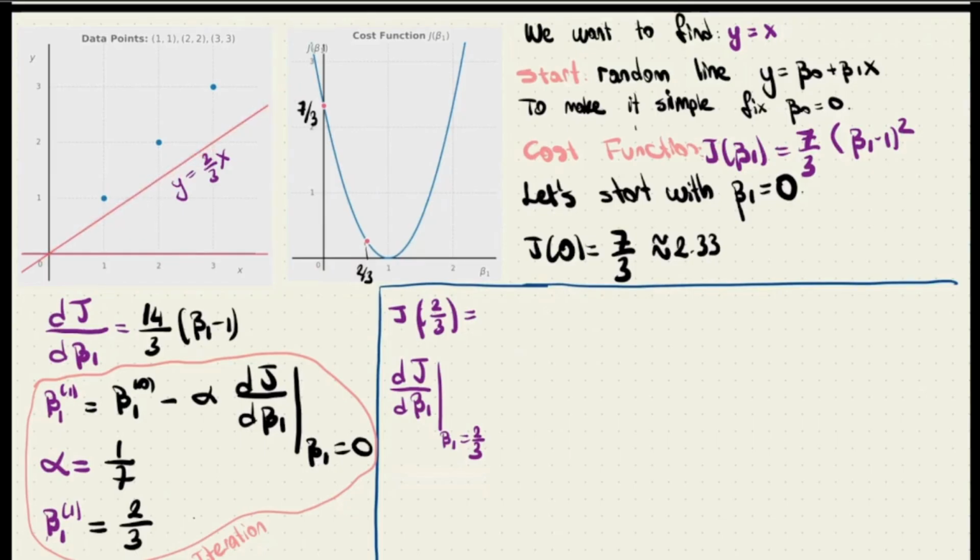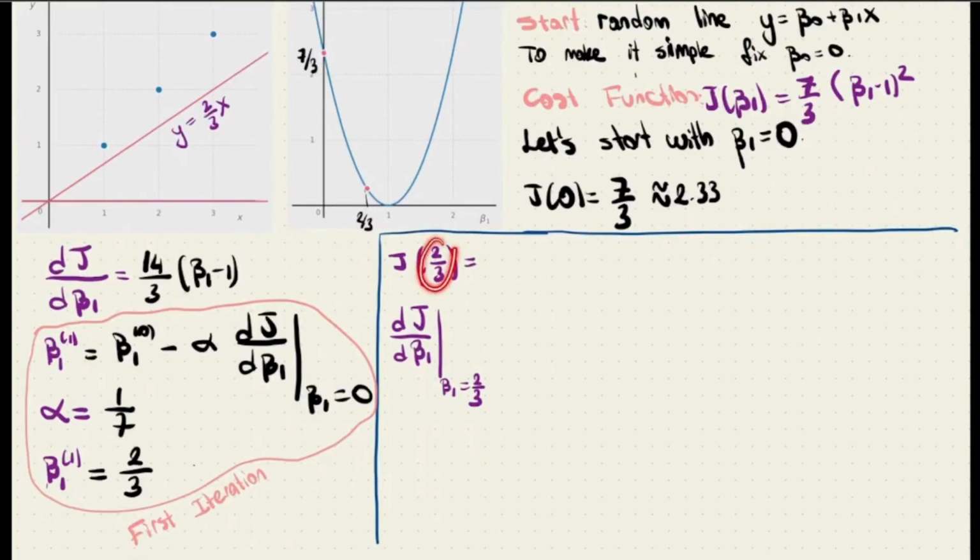And now again we are going to calculate the cost function, the mean of the squared errors. And using this update formula, we are going to update our beta 1 again. If we plug in 2 by 3 in the cost function, we obtain 7 by 27. On our graph, it's here. And so we still want to move right. We want this point to go down and reach the minimum.